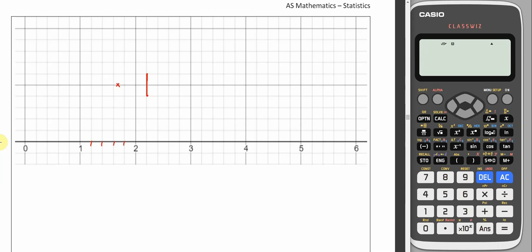I'm not going to draw the boundary for outliers. We tend to draw that when it's grouped data and we don't have the raw data. But here we have the raw data, so I don't need to. Let's go back to the data.